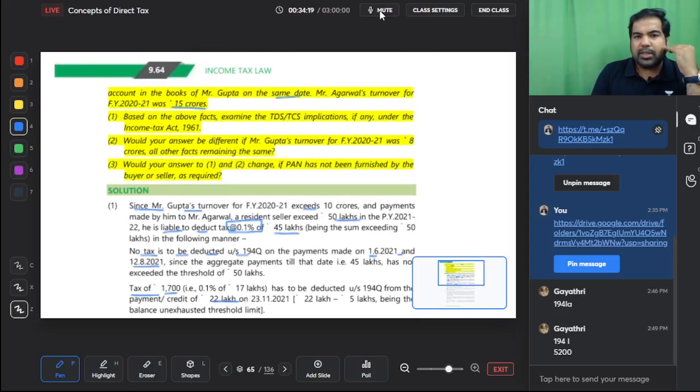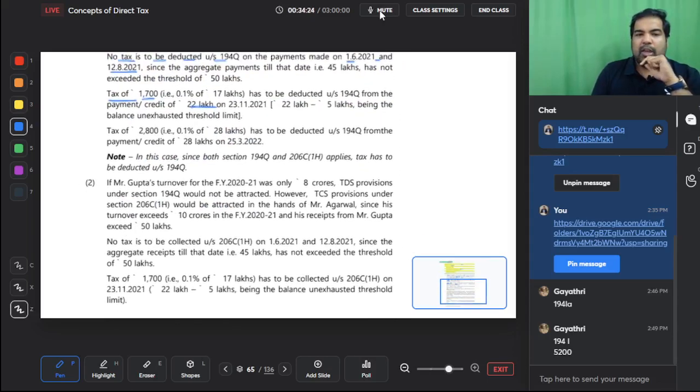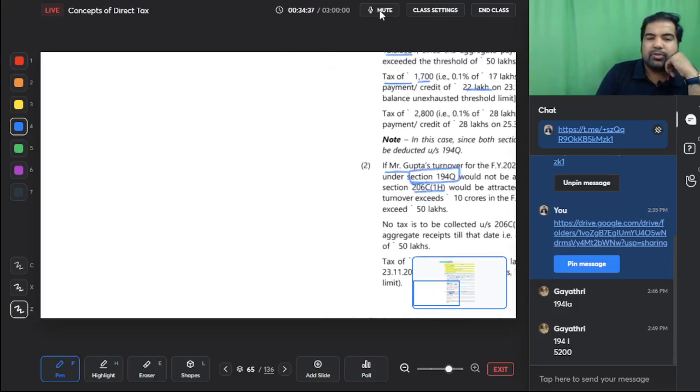What if, would your answer be different? Mr. Gupta's turnover was 8 crores, all the facts remaining the same. Guys, if Mr. Gupta's turnover was only rupees 8 crores, that means he was not high value, then 194Q will not apply. However, TCS would be attracted because Mr. Agarwal is selling. So hence, I'm just giving you when the two things will apply.